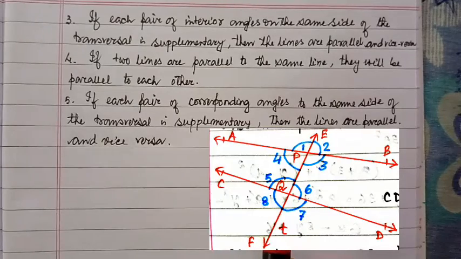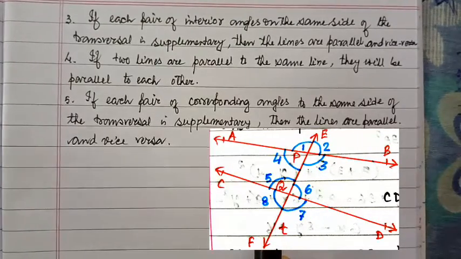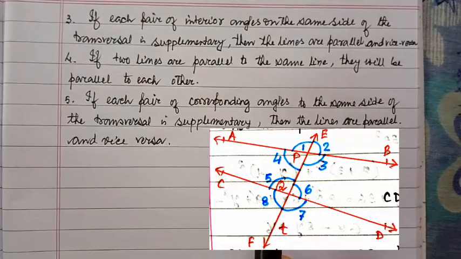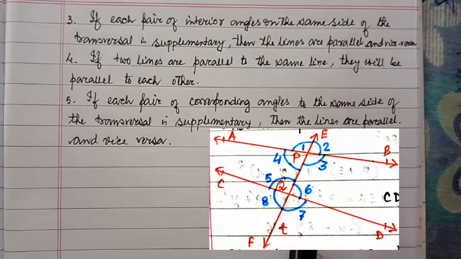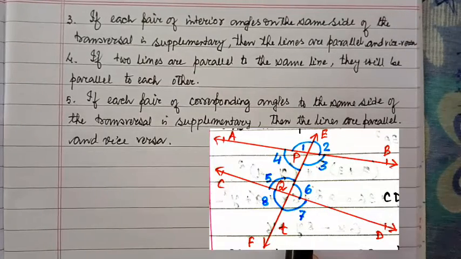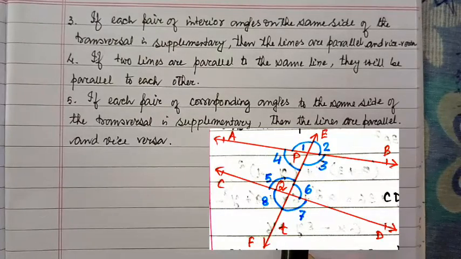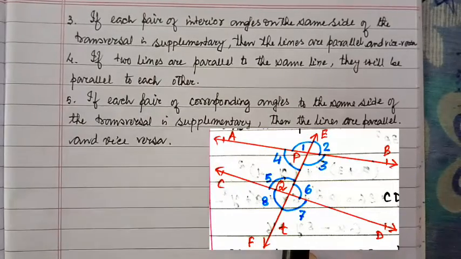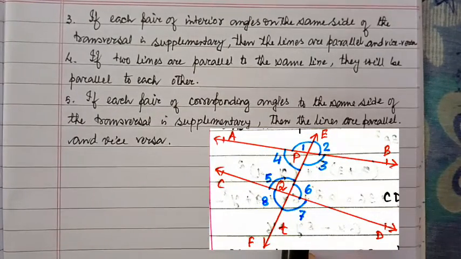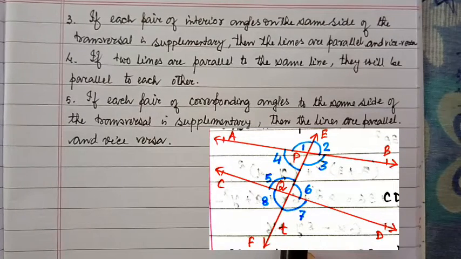Conversely, we can say that if two lines are such that whenever a transversal EF intersecting at two distinct points P and Q forms pairs of corresponding angles such that angle 1 plus angle 5 is equal to 180 degrees, angle 2 plus angle 6 is equal to 180 degrees, or angle 4 plus angle 8 is equal to 180 degrees, or angle 3 plus angle 7 is equal to 180 degrees, then we can say that the lines AB and CD are parallel to each other.